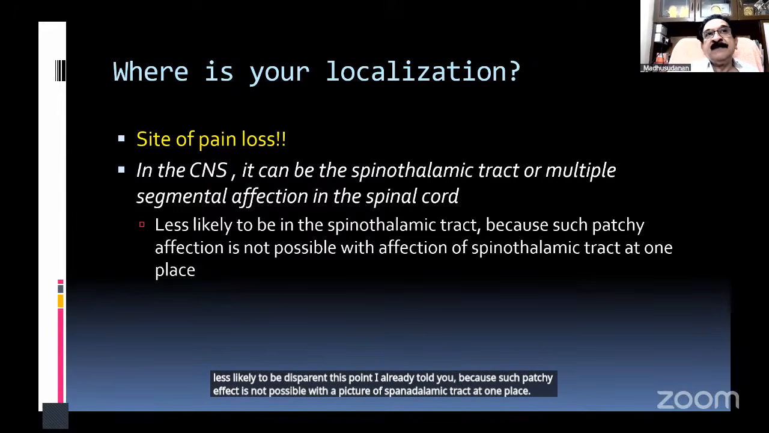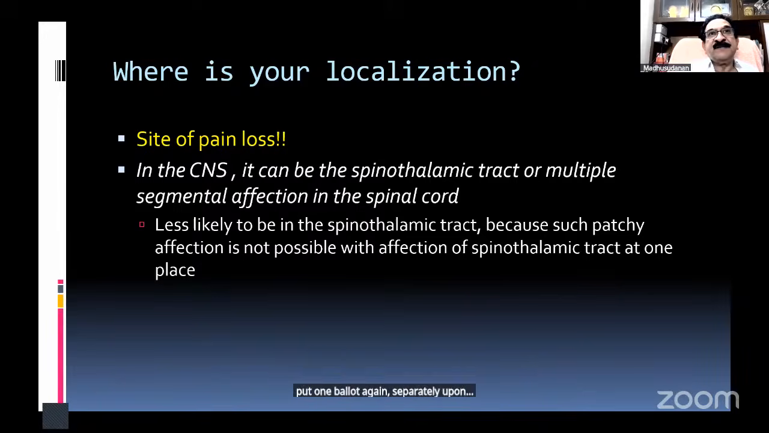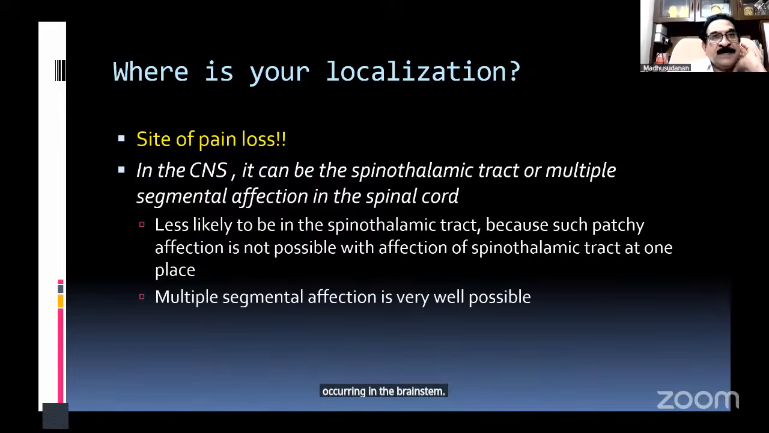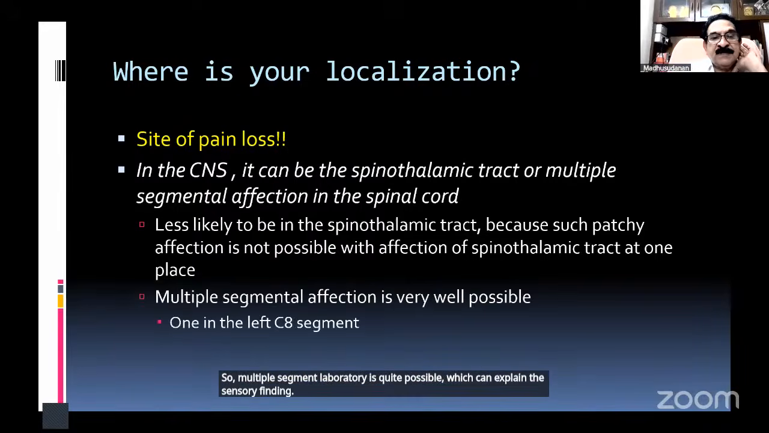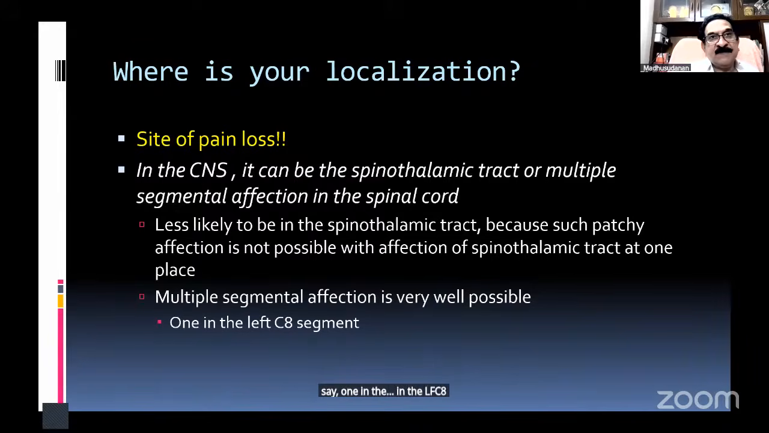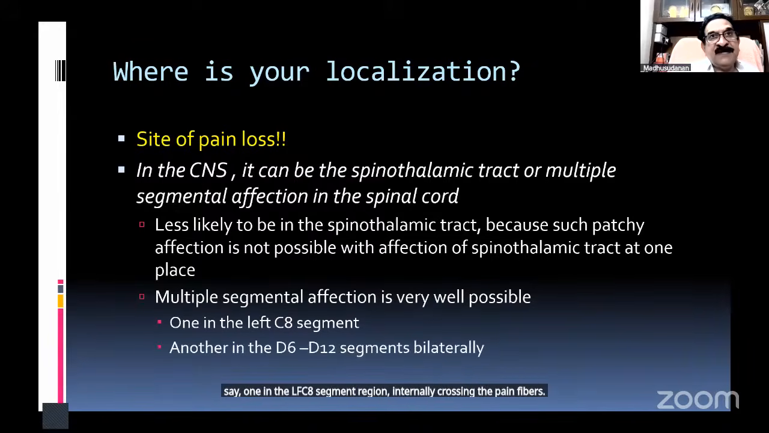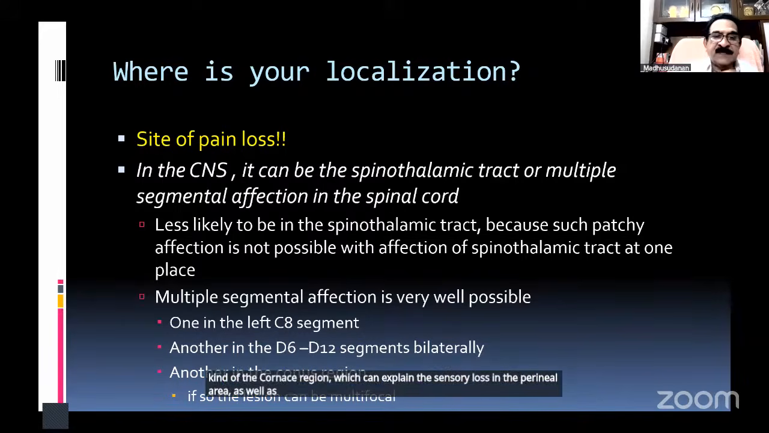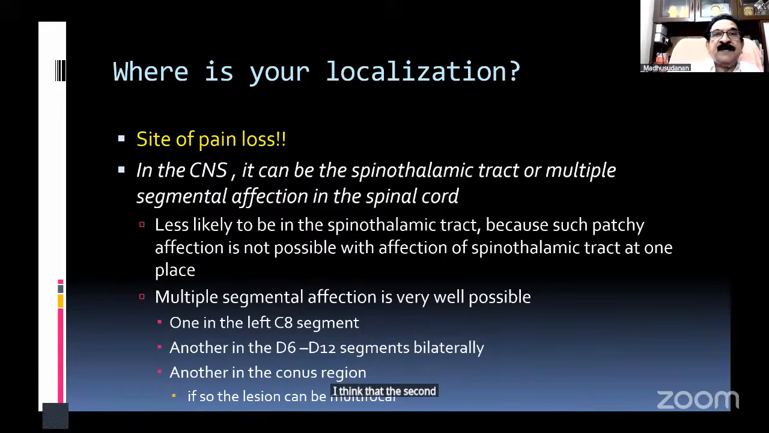Again, it's affecting only one part of the spinothalamic tract, and the other also one part. That is very odd for a tract lesion occurring in the brainstem. So multiple segmental effects are quite possible, which can explain the sensory findings. Say one in the left C8 segment region, internally crossing the pain fibers. Another in the D2 segment, a central lesion in the dorsal cord. Another in the conus region, which can explain the sensory loss in the perineal area as well. I think that the second possibility seems more plausible than a spinothalamic tract involvement.